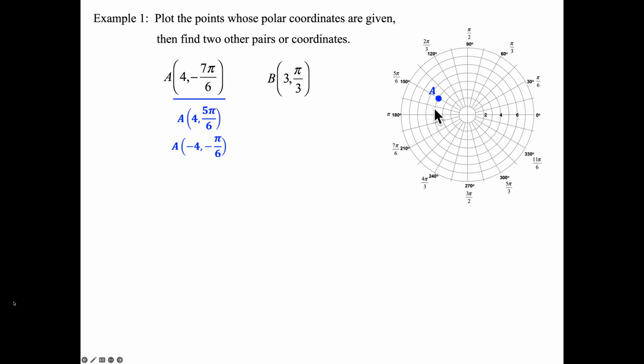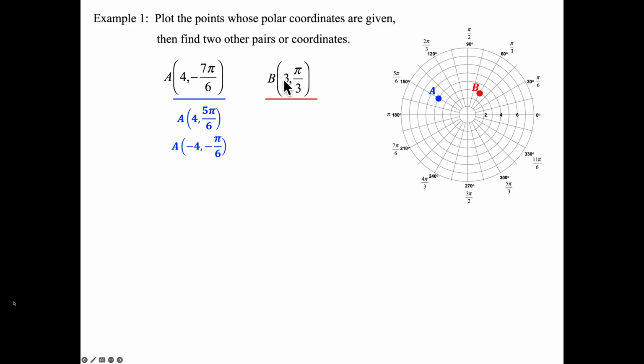And now I just go a negative pi over 6 in the clockwise direction. So I can think about saying, oh, I subtracted pi from this one, or I added pi to that one. Either one will work. All right. B, 3 comma pi over 3. We'll go to the 3, and we'll go up to pi over 3, which is right there at 60 degrees.